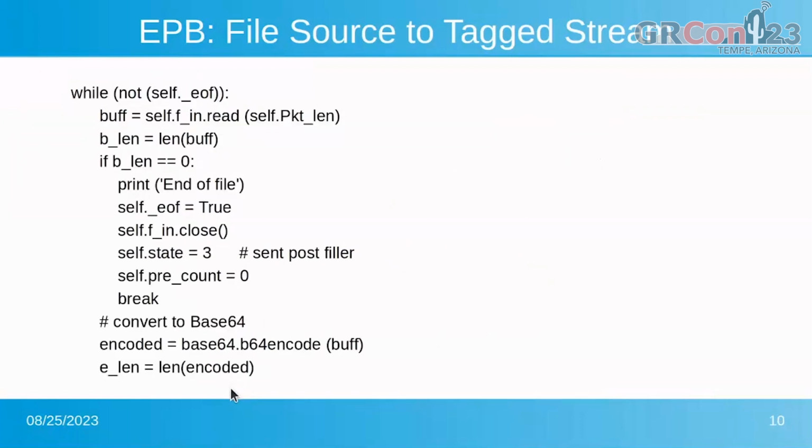Now this is the part that reads the file. While it's not at the end of the file, it's going to read a chunk into a buffer and then look at the length of that. If the length is 0, then it is the end of file, and close out this part. And if there's data, convert it to base 64 and then recalculate the length of that chunk.